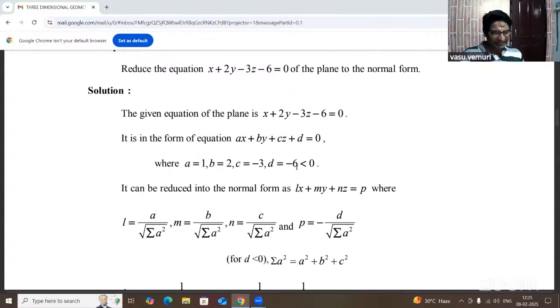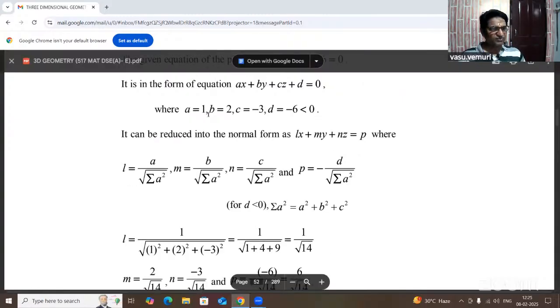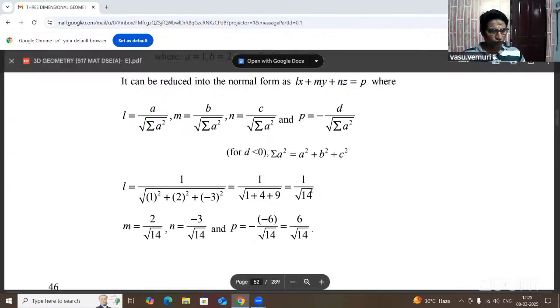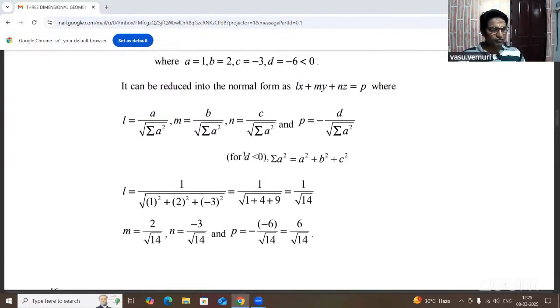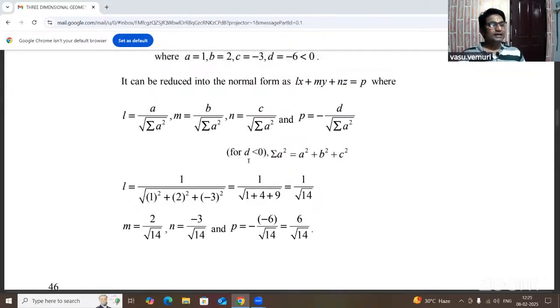So d less than 0 means the normal form is Lx plus My plus Nz equal to P. When d is less than 0, we take the P value as minus d by root of sigma a square. So L equal to a by root of sigma a square, which means L is 1 by root of 1 square plus 2 square plus minus 3 whole square. So we get 1 by root 14. M equals the b value, 2 by root 14, and the N value is c by root of sigma a square, minus 3 by root 14.